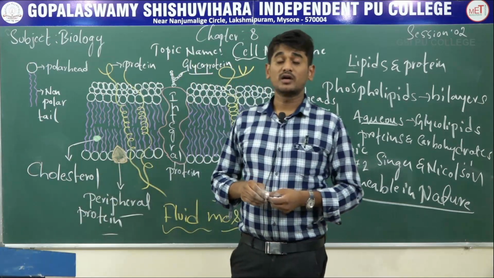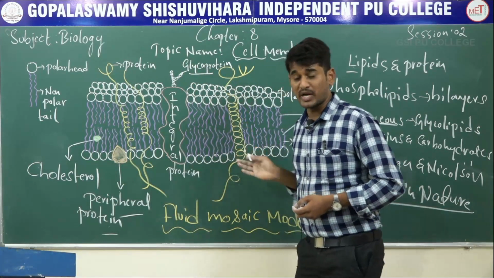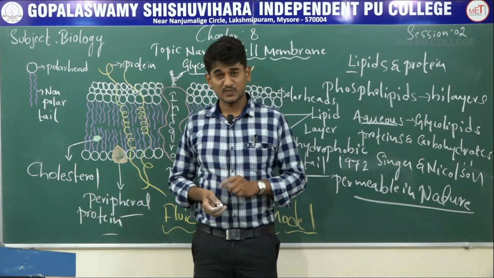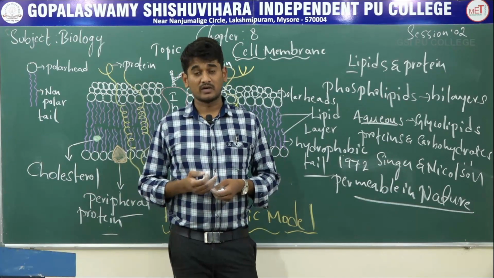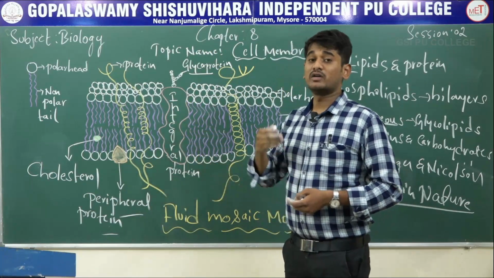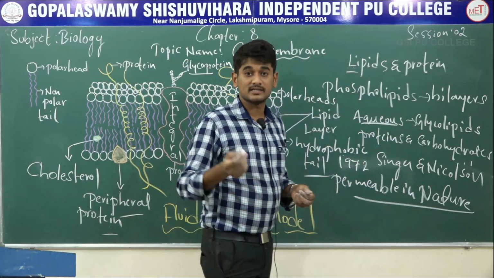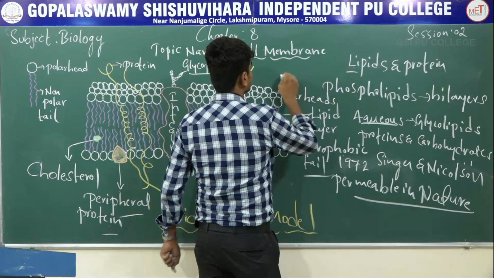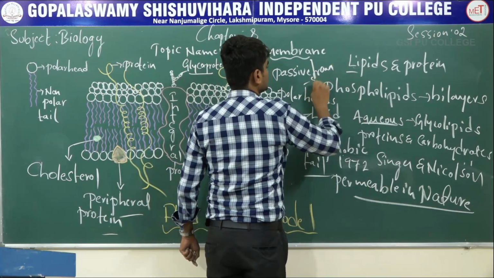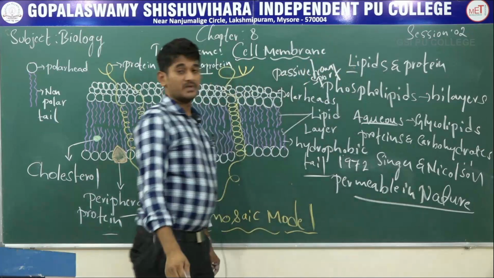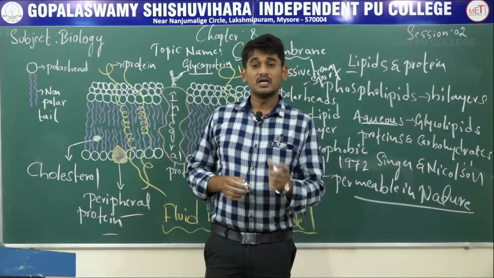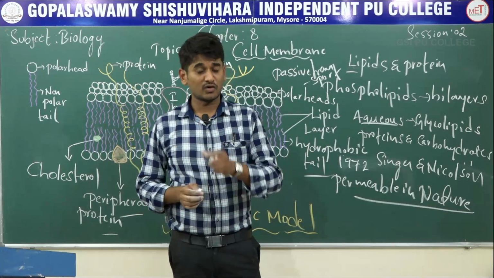Many molecules can move across the membrane without the requirement of any energy. This is called passive transport. Passive means accepting. Many molecules move across the membrane without any requirement of energy, and this is called passive transport. And also the neutral solutes, which means neither acidic nor basic, are called neutral solutes.